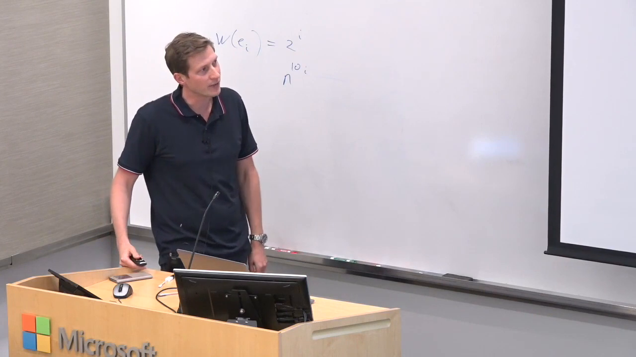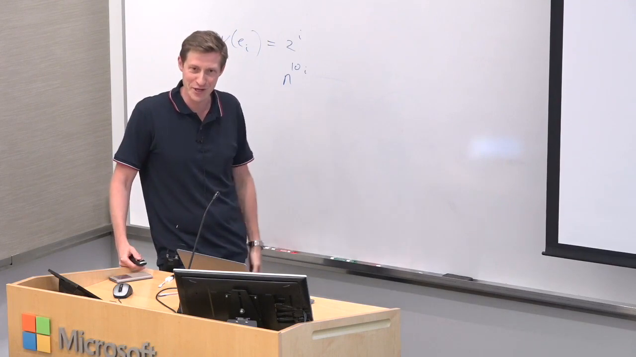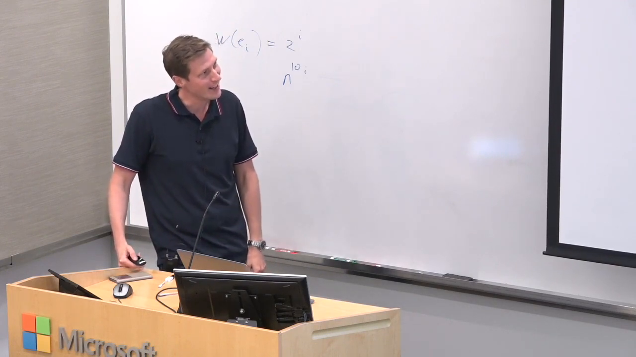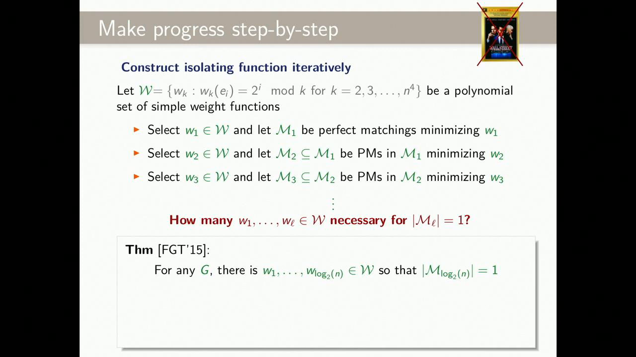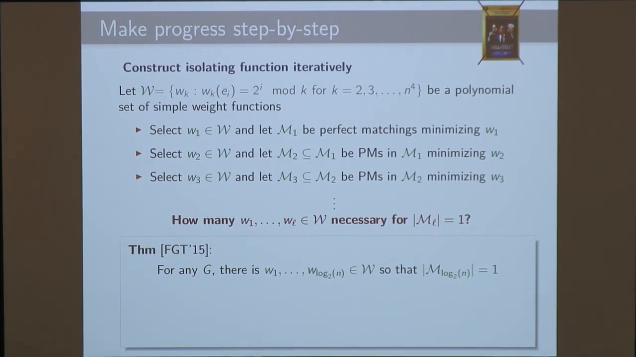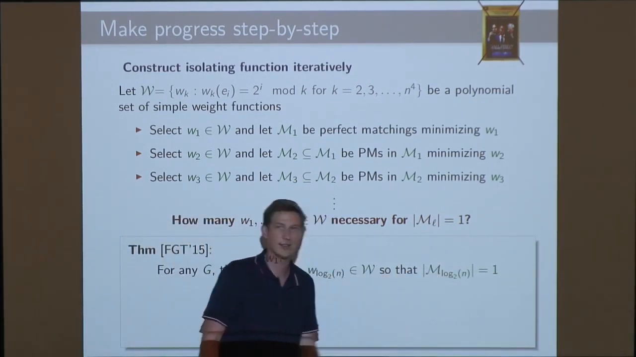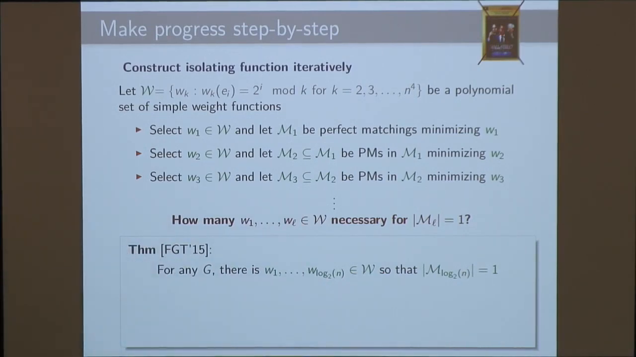So I think many of us would be able to do this by polynomially many weight functions, not too long thinking. So what is really nice is that they managed to prove that you only need logarithmic many. Okay. So you need logarithmic many weight functions from this specific family so that they show for any graph G, there exists a way of selecting logarithmic many weight functions from this family so that the matching that lexicographically minimizes them is unique.